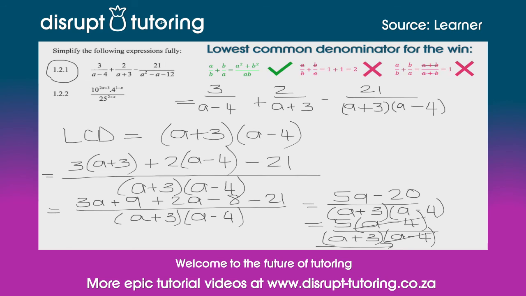What I would do, because I've run out of space, is I'd write another line and simplify it by showing that you've removed the a minus 4. So that's going to be 5 over a plus 3. That gives you the final answer, and your teacher is going to be really chuffed if you get that one right.